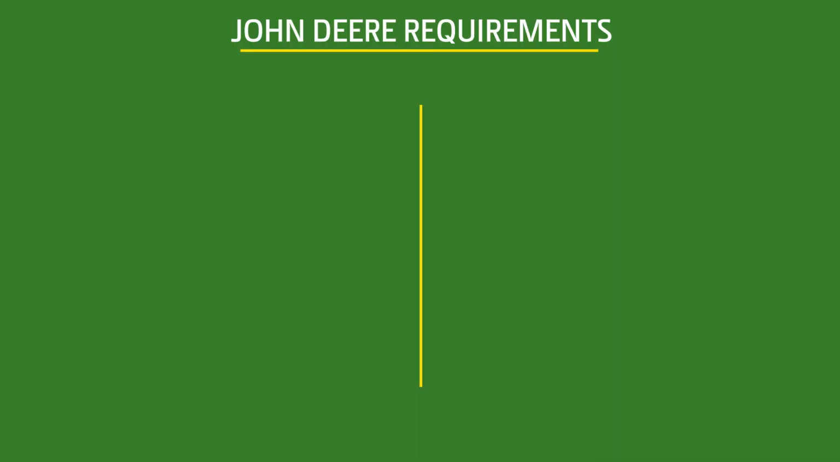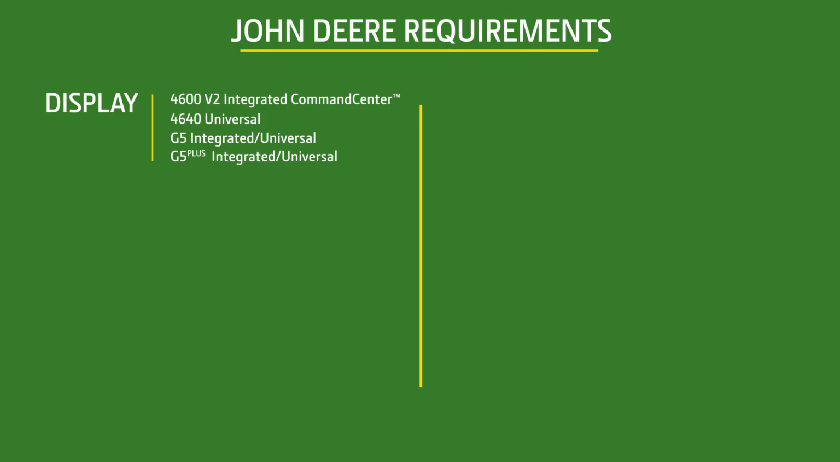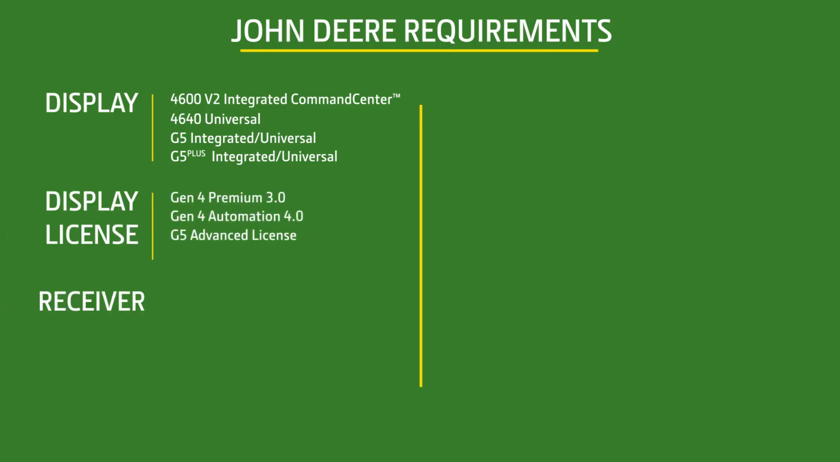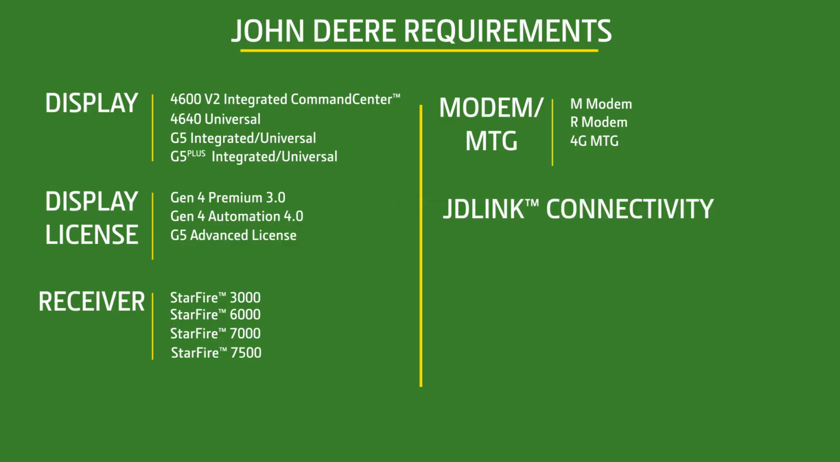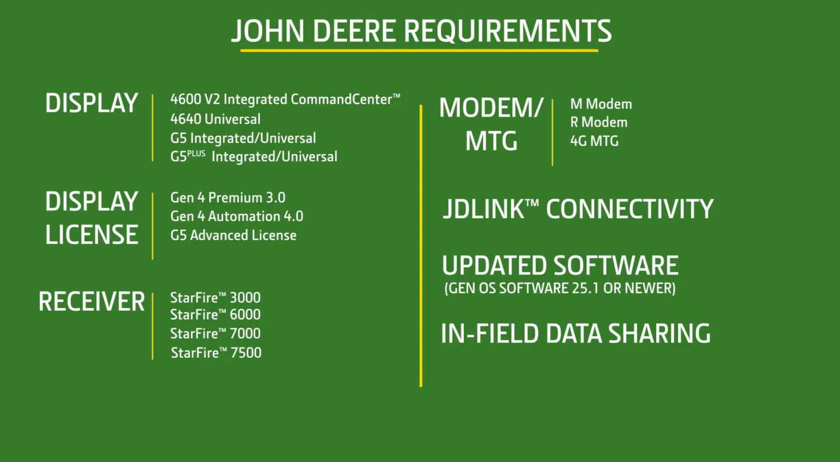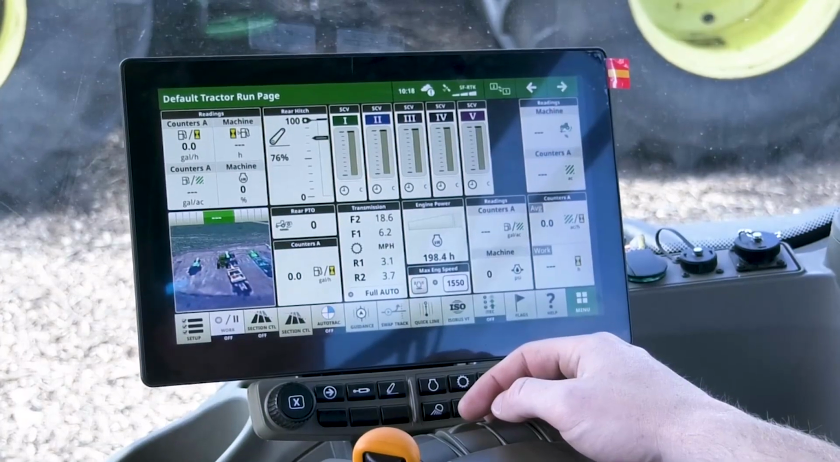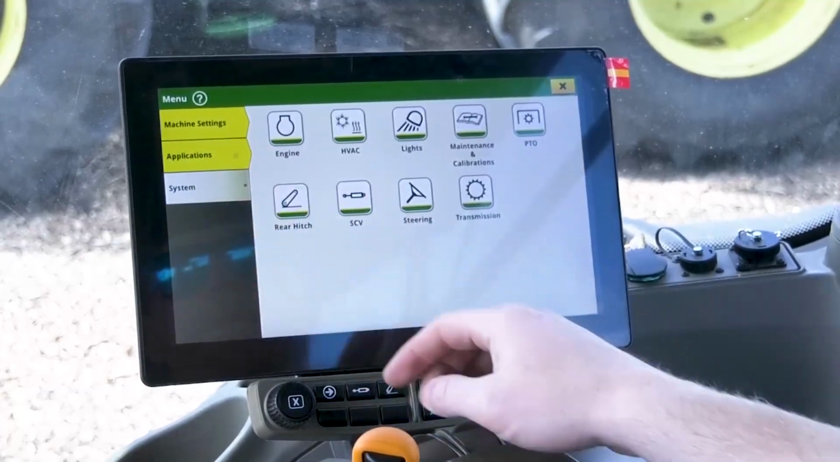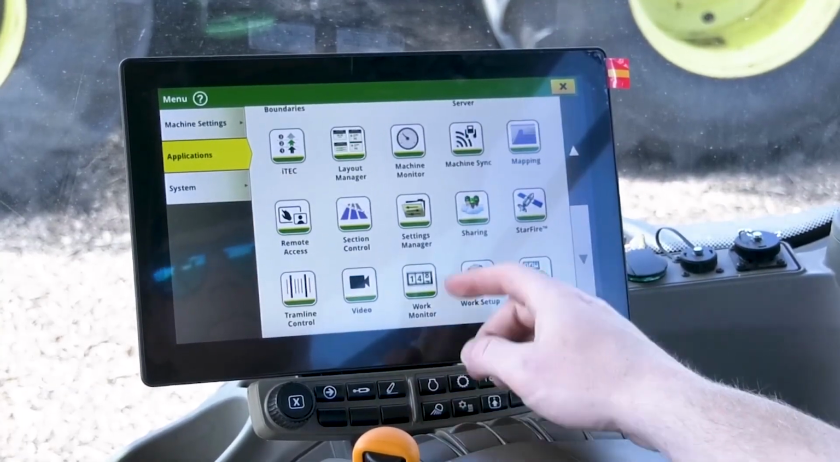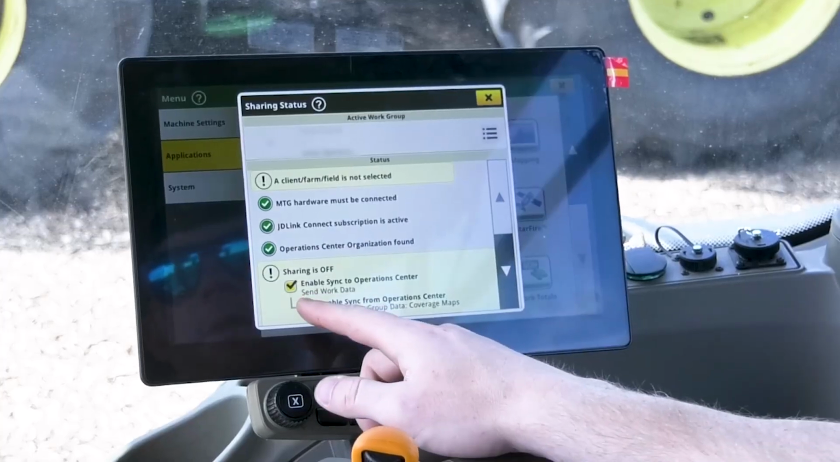Prior to setting up the display, you'll need a compatible display, license, receiver, a modem with JD-Link connectivity, the appropriate software version, and in-field data sharing. Before we begin, make sure in-field data sharing is properly set up. Confirm that all combines and grain carts are included in the in-field data sharing group.